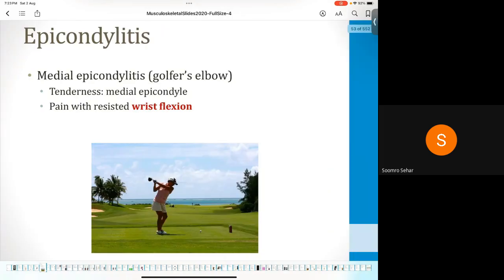The next one is medial epicondylitis. Those who are playing golf, what do you think? Are you using flexors a lot or extensors a lot? Flexors. If you're using a lot of flexors, what is the origin site of your flexors? Medial. If you're repetitively using them, you are going to have medial epicondylitis. Is it clear?